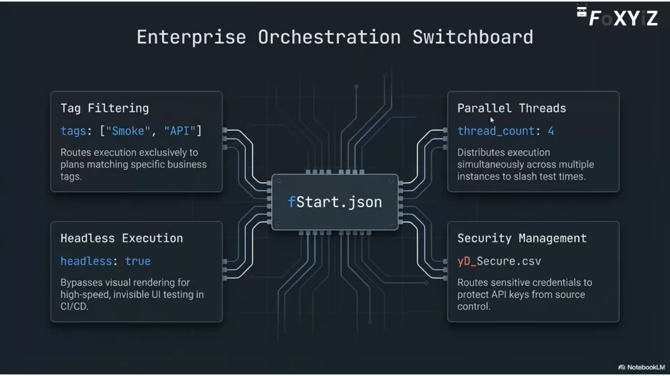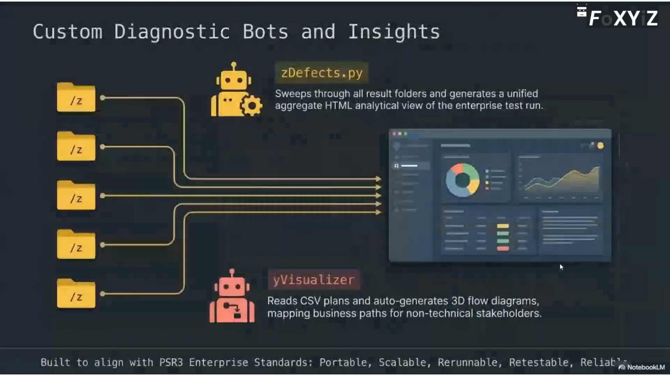And then you can also say that, you know what? There's some secure credentials. We can put it into YD secure CSV or the environment variable with Python. That's your starting point. Now, once you start executing, you create a lot of bypass.